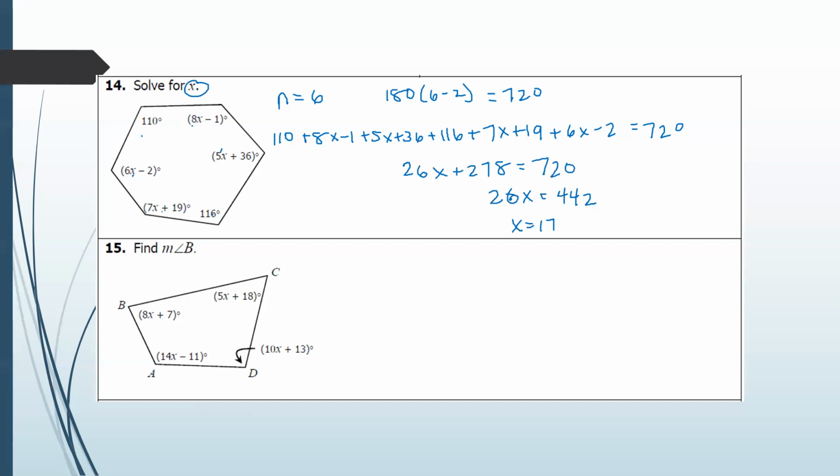In 15, same idea, but it's asking us to find the measure of angle B. So after we find x, we're just going to plug it in and find the measure of angle B. So go ahead and just try this process.